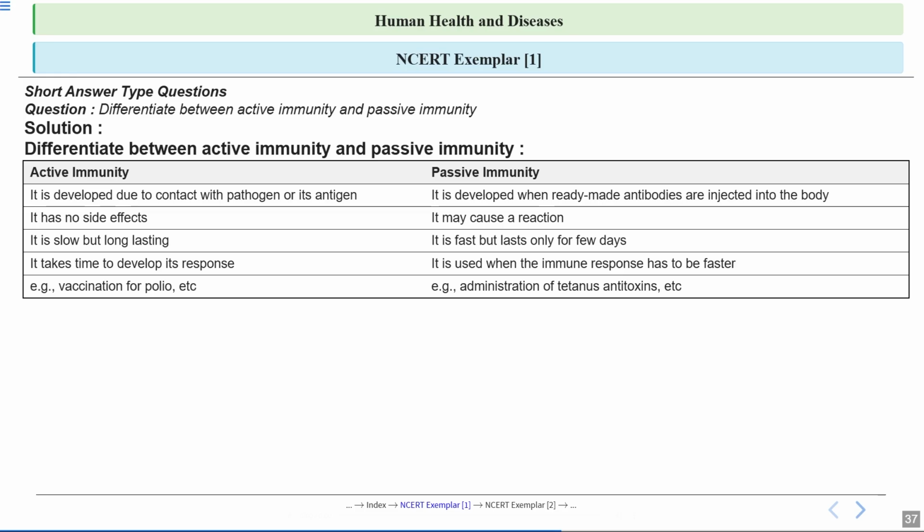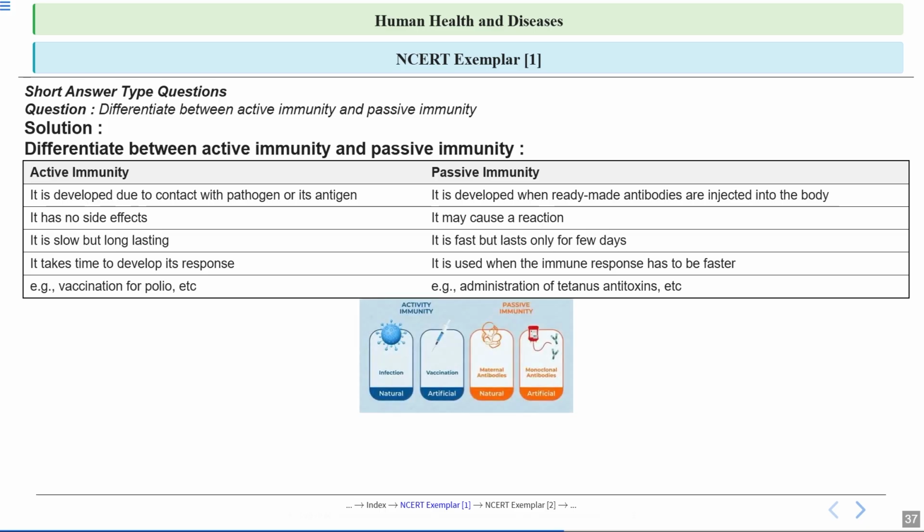Examples of active immunity are vaccination, for diseases like polio. In vaccines, attenuated pathogen or antigens of that pathogen are introduced into the host body, and the antibodies are generated against this antigen or weakened pathogen. Examples of passive immunity are administration of tetanus antitoxins or antitoxins for snake bite, or the transfer of antibodies from the mother's milk to the child. So these are all examples of passive immunity.